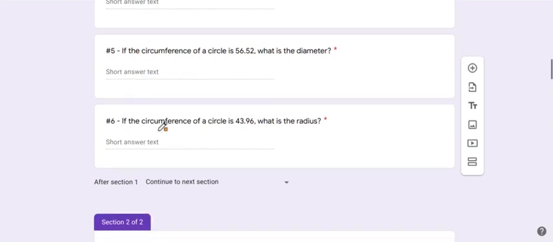Now in number 6, I'm given circumference and I'm asked to find the radius. So again, I will write down circumference equals pi times diameter. I know what C is. C is this, 43.96.